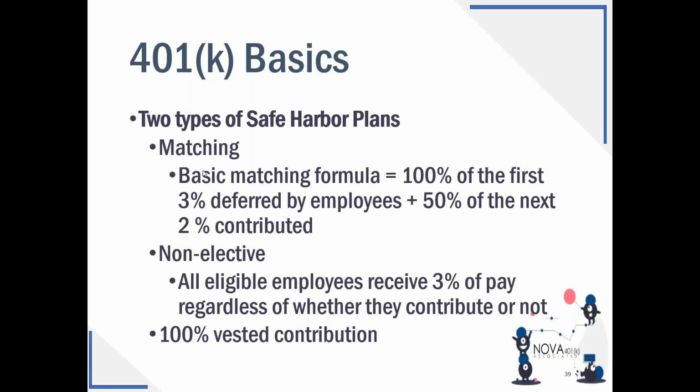There are two basic types of safe harbor plan designs that can be chosen from. The first is the safe harbor matching contribution, and the basic formula for that is 100% match on the first 3% of compensation deferred, and then a 50% match on the next 2%. The other option is to make a 3% non-elective contribution, and that is a contribution that's given to all employees regardless of whether or not they make employee deferrals to the plan. The other thing with the safe harbor contributions is that they do need to be 100% vested. And if you have either of these types, then your plan is considered a safe harbor plan.